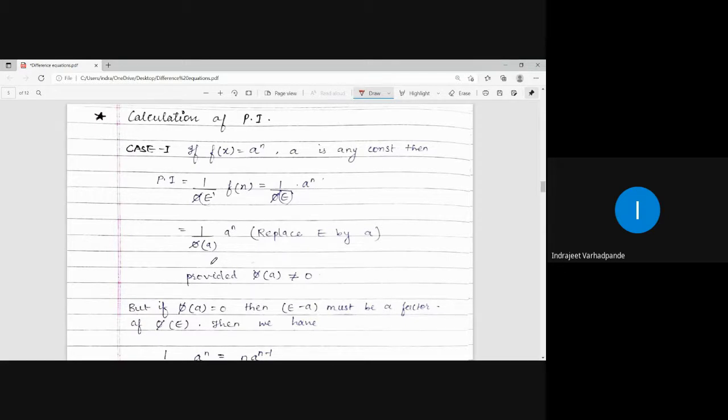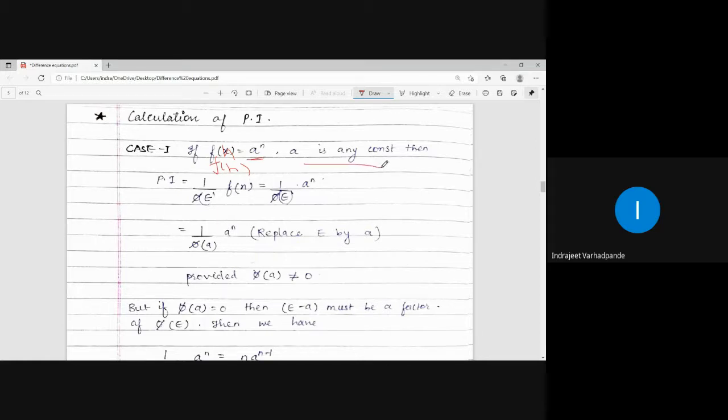So when we come across such kind of RHS in the given difference equation, we will try to simplify or solve them accordingly and get the complete general solution. Obviously, the complementary function is already obtained or calculated. So in the second part, we will be calculating the particular integral. Case number 1 says that if the RHS of the given difference equation, either you say it as f of x or f of n, is a to the power n, where a is any constant.